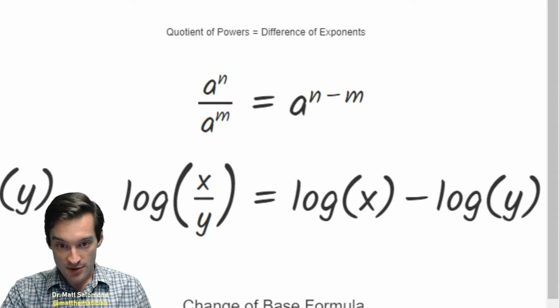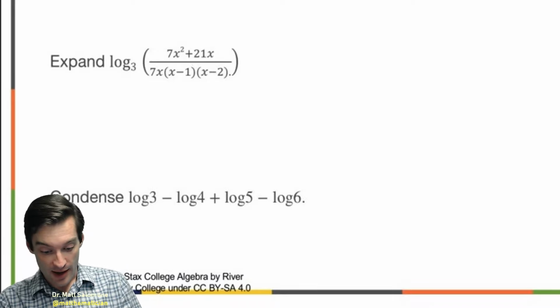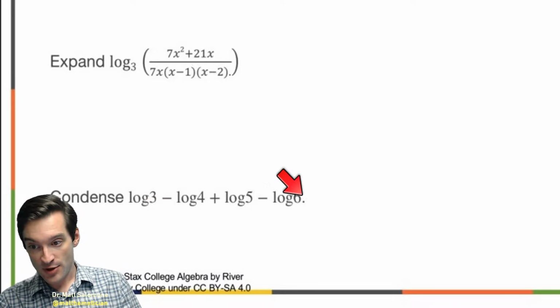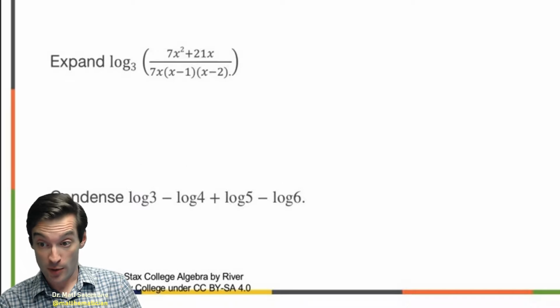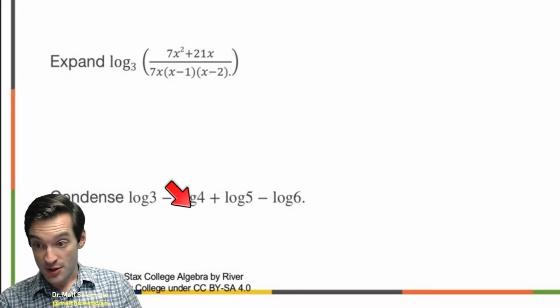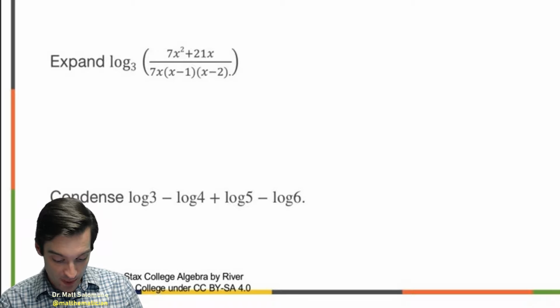So the example I want to start with here is actually another condensation example. Here I have some additions and subtractions of these various logs happening, and I want to try to condense those to get a single logarithm at the end of the day. Well, we know what to do with addition on the outside of logs, right? That was the first property that we talked about. Addition on the outside becomes multiplication on the inside.